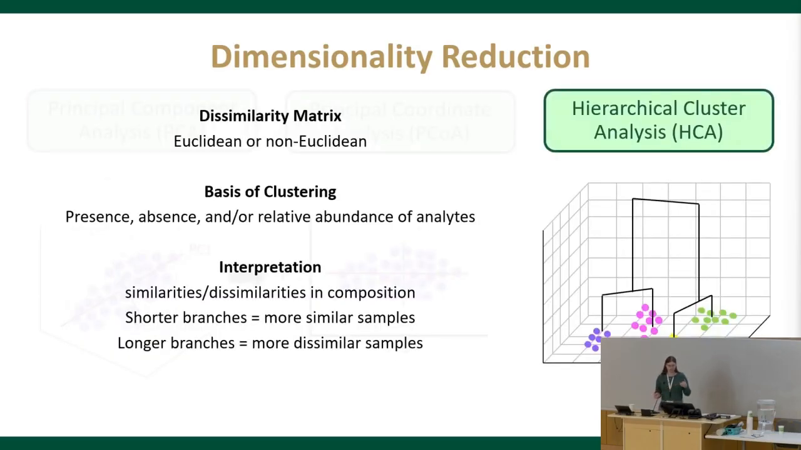HCA, or hierarchical cluster analysis, can use a Euclidean or non-Euclidean dissimilarity matrix based on the variant structure in your data. We use a Euclidean matrix for all of this. The basis of clustering is presence, absence, and relative abundance of analytes, meaning that two sample groups have to contain the same analyte or lack the same analyte in similar quantities in order to cluster closely together on an HCA plot. The output of an HCA is a dendrogram, where shorter branches indicate more similar samples and longer branches indicate more dissimilar samples.